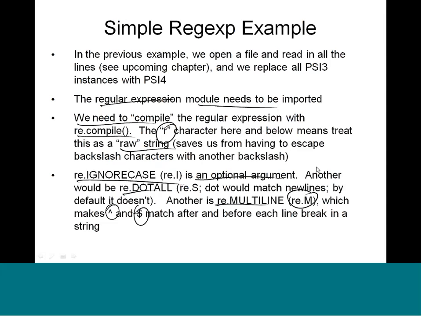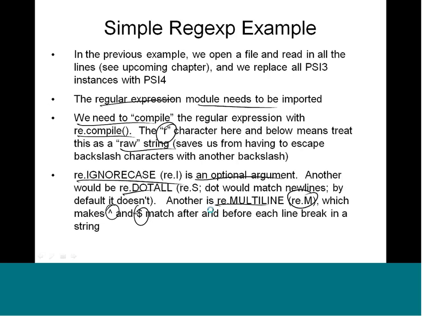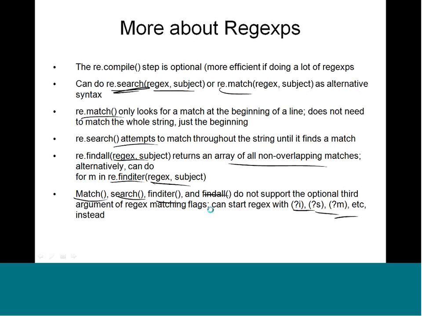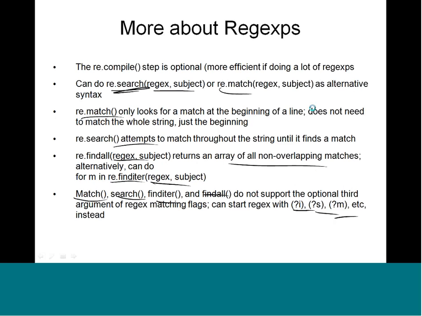In the last lecture we covered regular expressions. We saw how to match the string using the r raw string, and once we had the match string, we substituted PSI3 with PSI4, and then we explained this concept. We went through this section. We also talked about some additional stuff.